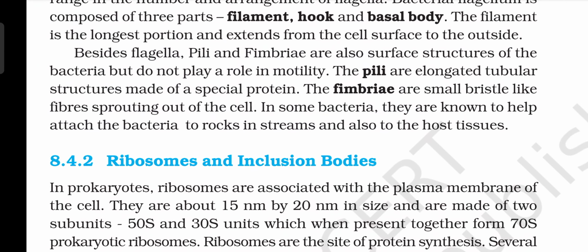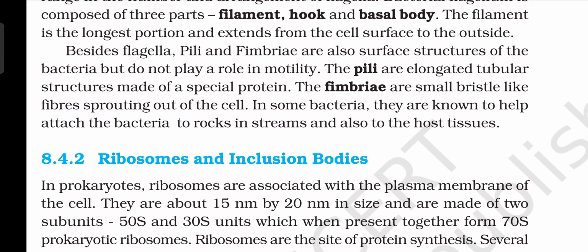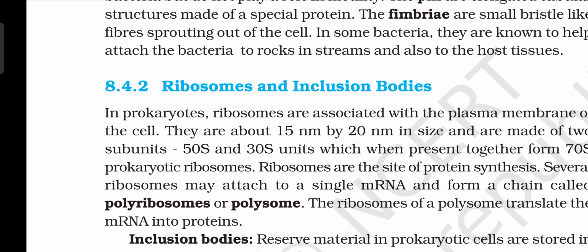Besides flagella, pili and fimbriae are also surface structures of the bacteria but do not play a role in motility. The pili are elongated tubular structures made up of a special protein. The fimbriae are small bristle-like fibers protruding out of the cell. In some bacteria, they are known to help attach the bacteria to rocks in streams and also to the host tissues.